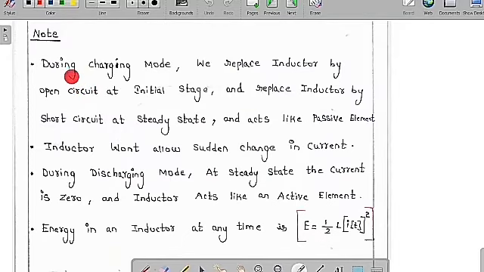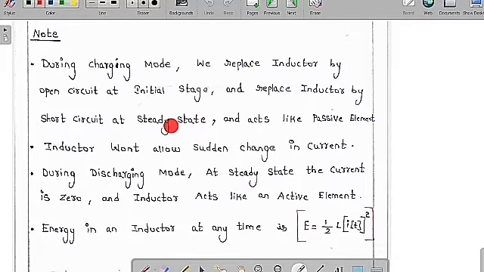Now we'll discuss some more important points in the RL circuit. During charging mode, we replace the inductor by an open circuit at the initial stage and by a short circuit at steady state, and it acts like a passive element. I have already told you in the charging mode, for the inductor we initially assume current is equal to 0. Because of that, at the initial stage it is going to act like an open circuit, and at steady state the current will become maximum. The derivative of a maximum, constant value will become 0. It indicates the voltage across the inductor is 0 at steady state. So we can say clearly it is going to act like a short circuit at steady state.